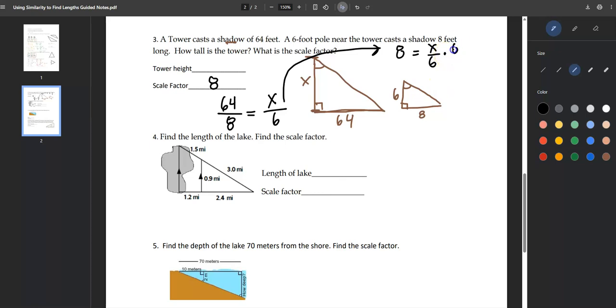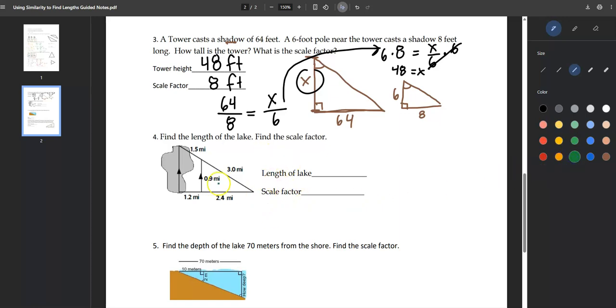Then we're going to finish solving this, times it by 6, because what you do to one side, you have to do to the other side. So I get 48 over here, and that's equal to x, which is that side, which would be the height of the tower. And these would both be in feet. My scale factor is 8 feet, and the tower height is 48 feet for that, okay?